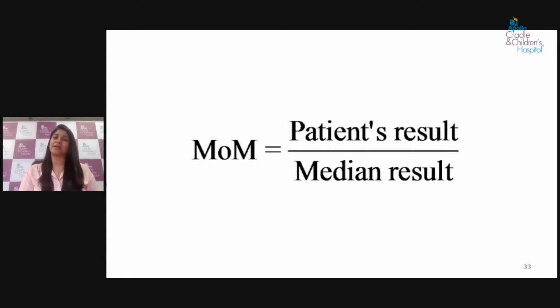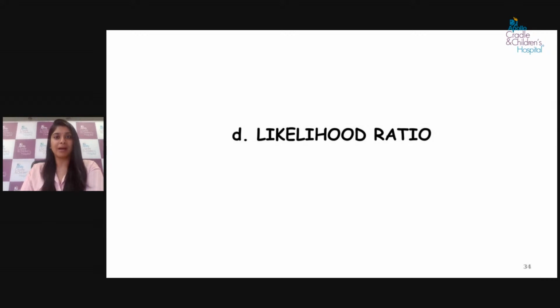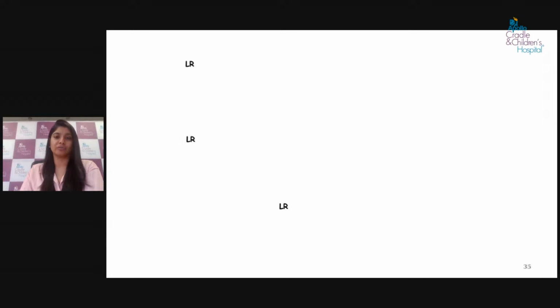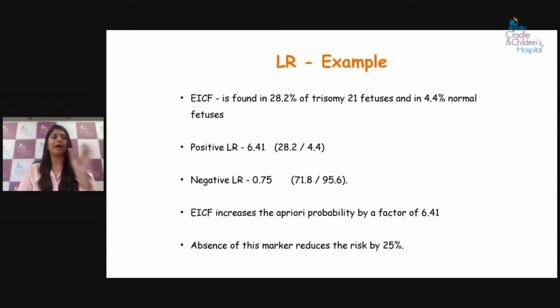MoM, the multiple of the median, is the patient result divided by the median result. This is calculated by the laboratories to give us the risk values when we are doing the biochemical markers. Likelihood ratios are all different. The markers, the MoMs, and the likelihood ratios are different things that are taken to help us calculate the risk and tell us the risk of that particular mother having a baby with a chromosomal defect.